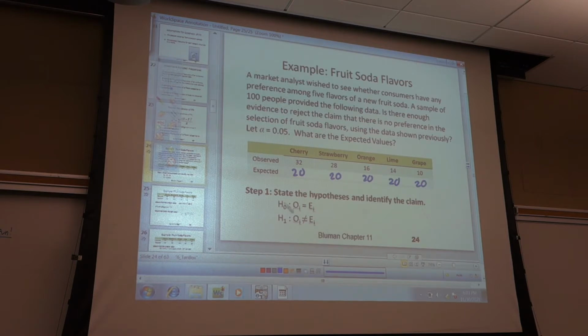So first I'm going to state the hypotheses and identify the claims. So again, you're writing this down, so write this down in your notes. Step 1, in your notes, not in the quiz, in the notes, chapter 11 notes. Example, a market analyst wishes to see, so page 77, at the middle of the page.